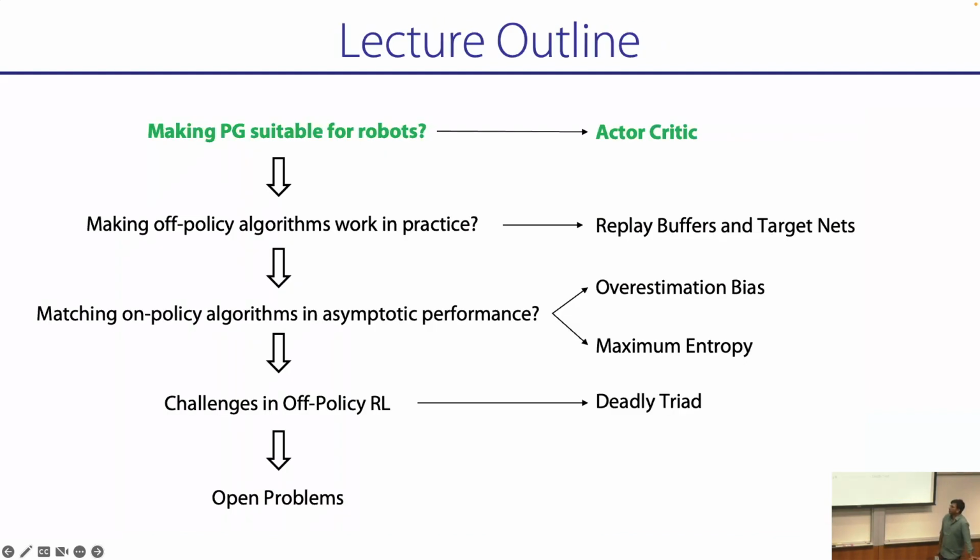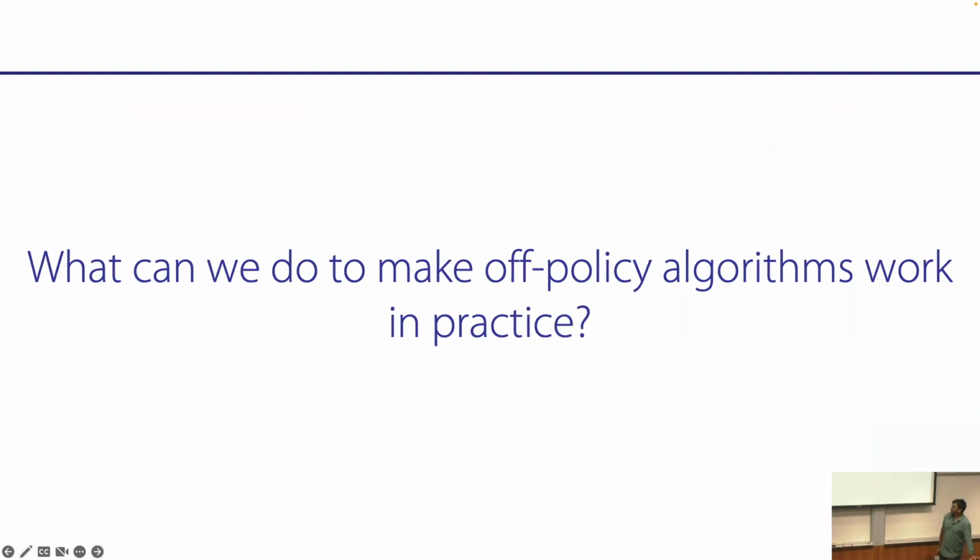Right. So we talked about conceptually how to go from policy gradient to actor critic. And let's think about, okay, what do we need to make it work with deep networks, on problems of interest, stochastic optimization, and so on. So what can we do to make off policy algorithms work in practice, right?